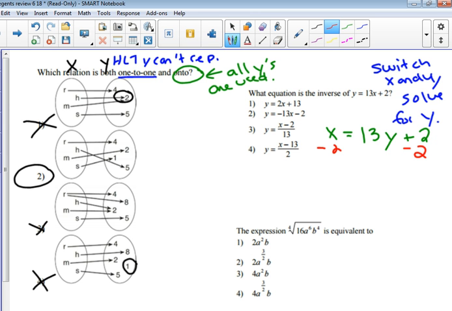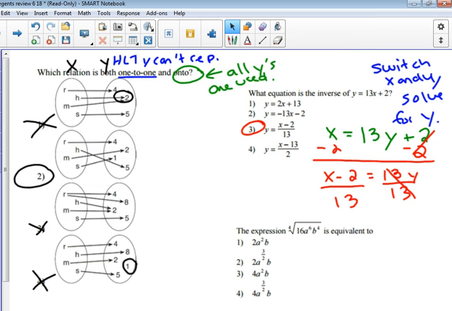Minus 2. x minus 2 equals 13y, divided by 13, and that is it. So y equals x minus 2 all over 13. We haven't seen this a lot. It came up on one of the tests, doing the inverse. One thing to be careful of is they want to be tricky. They might not say find the inverse.